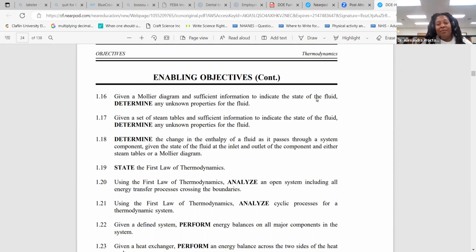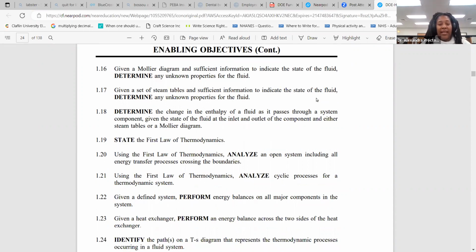given a set of steam tables and sufficient information to indicate the state of the fluid, we should be able to determine any properties for a fluid, determine the change in enthalpy of a fluid as it passes through a system. And then we should be able to state the first law of thermodynamics, right? And then analyze an open system, including all energy transfer processes crossing the boundaries. Then we'll use the first law of thermodynamics to analyze cyclic processes for a thermodynamic system. Given this system, we're going to perform energy balances on all major components of the system.